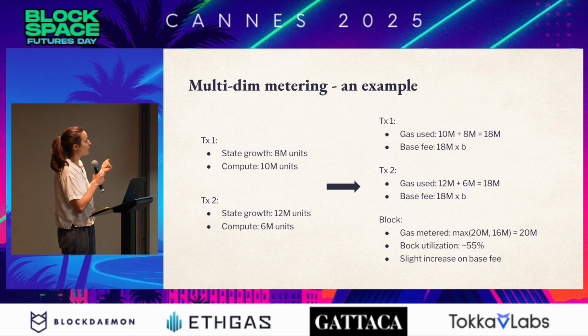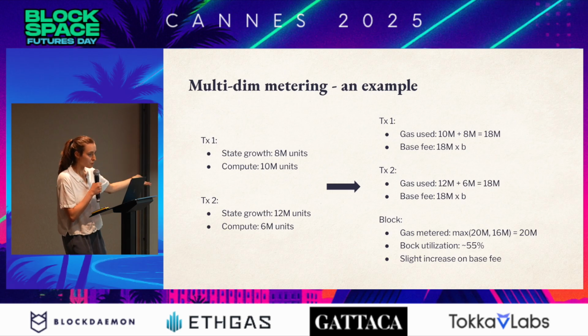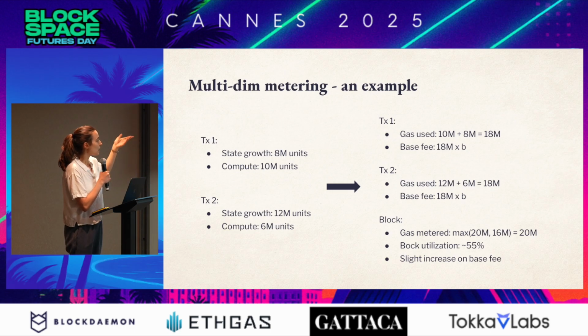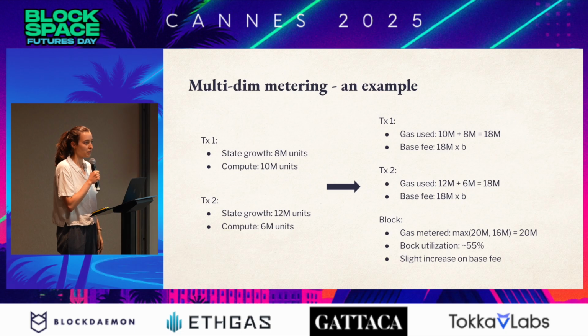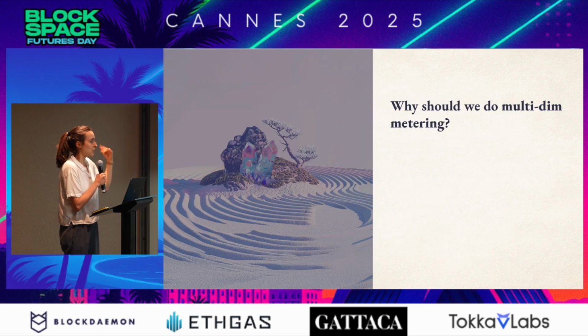But if you think about it, if we were in the previous model, the update and the block utilization would be over the sum, so we'd be at the limit at 36 million, okay? And so the base fee would increase more.